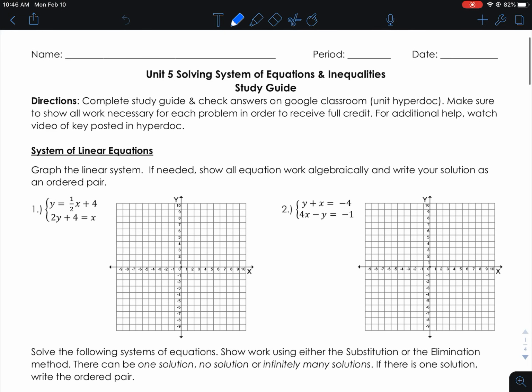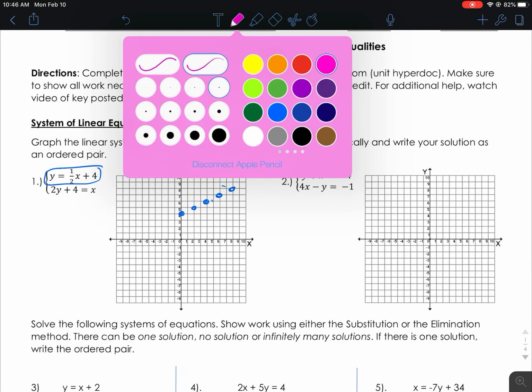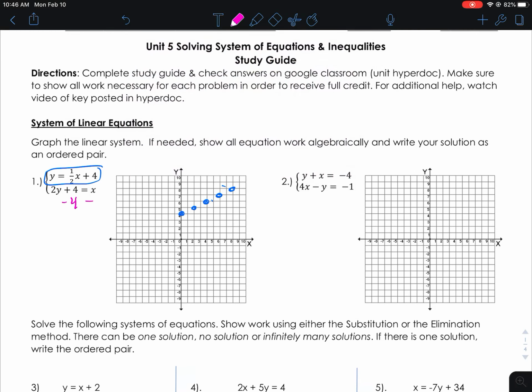Okay, so for the first one, it says graph the systems and show all work. Algebraically, you should write your solution. So we're going to graph each line. So I'm going to graph this one first, start at 4, up 1/2. And then the second one, I'm going to solve for y first to graph it. So that would be 2y equals x minus 4. So therefore, it would be y equals 1/2 x minus 2.